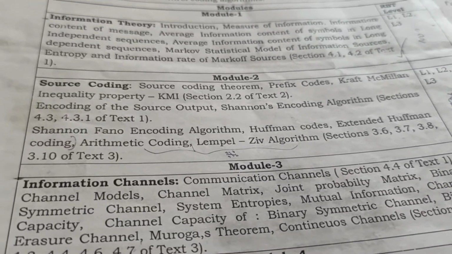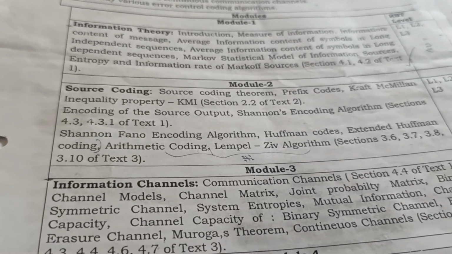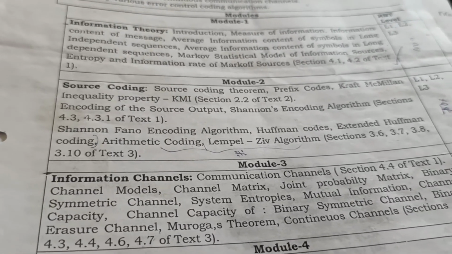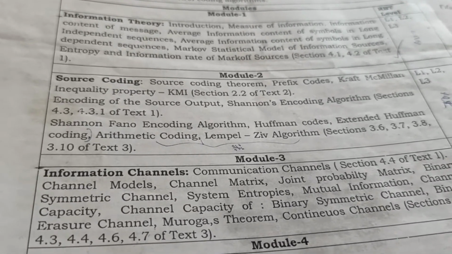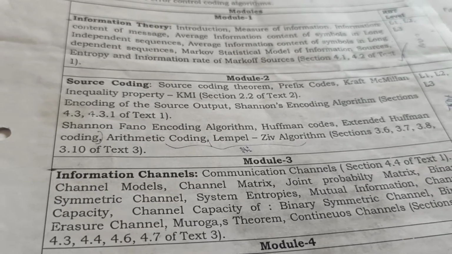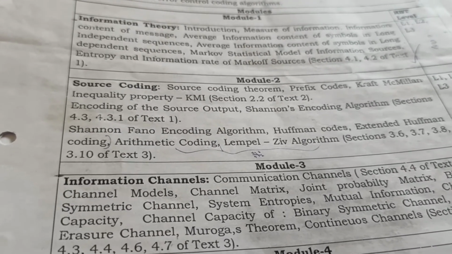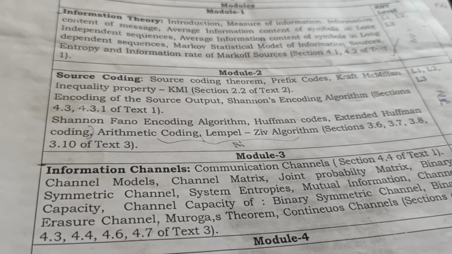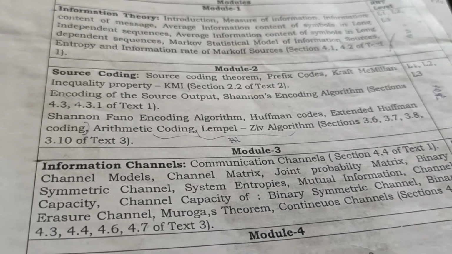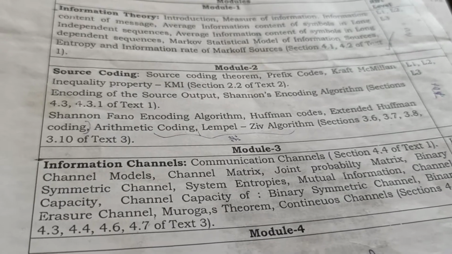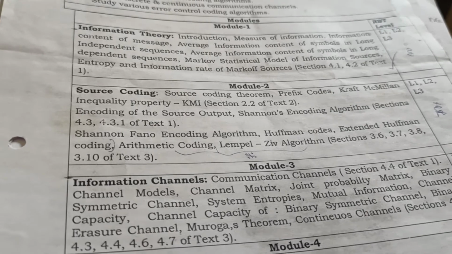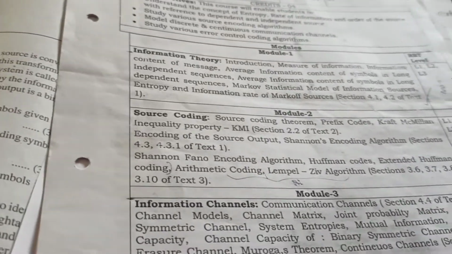So good afternoon students. Today I am continuing with module 2, that is source coding. Under the syllabus for source coding: source coding theorem, prefix code, Kraft-McMillan inequality property, KMI, encoding of the source output, Shannon's encoding algorithm, Shannon-Fano encoding algorithm, Huffman code, extended Huffman coding, arithmetic coding, Lempel-Ziv algorithm. These are all the topics covered under module 2.